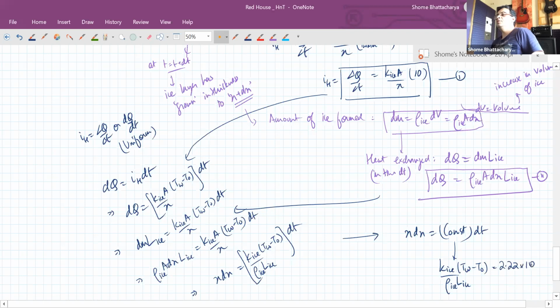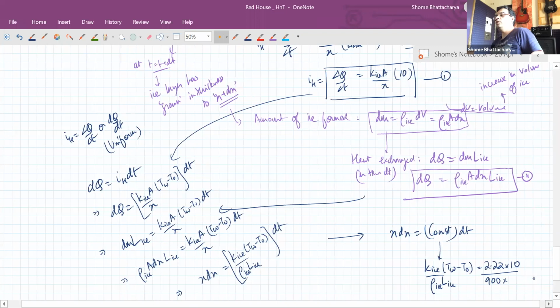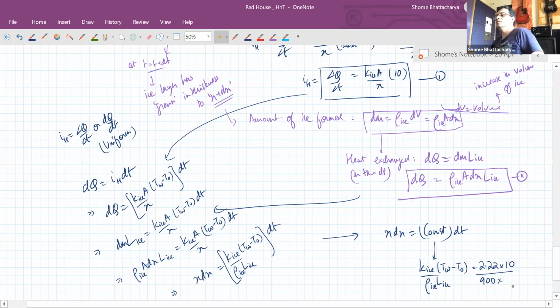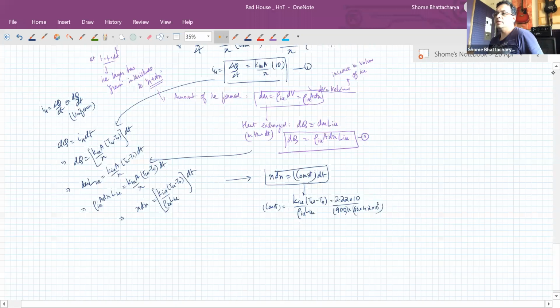2.22 into temperature difference was 10. Density of ice we'll take as 900 kg per meter cube, and latent heat we'll take in SI unit as 80 into 4.2 into 10 raised power 3. Okay, so that's the value of this constant. And this is the equation we will then integrate to find x as a function of time. And from that, we can answer the second part, how much time it takes for the ice layer to form 1 meter in thickness.